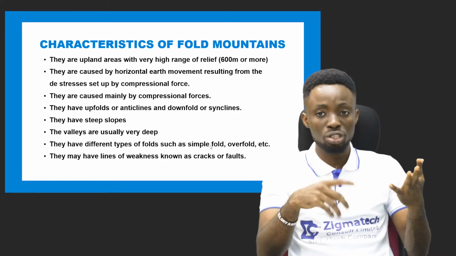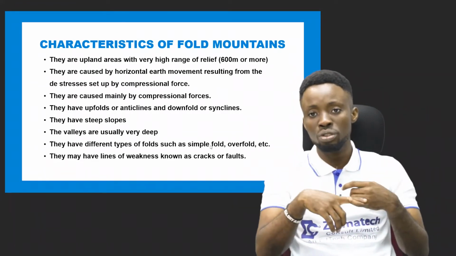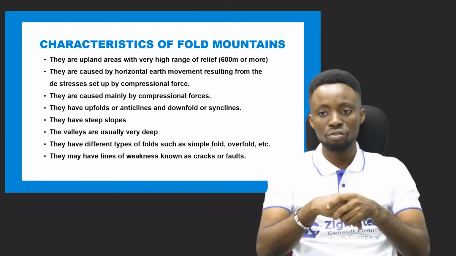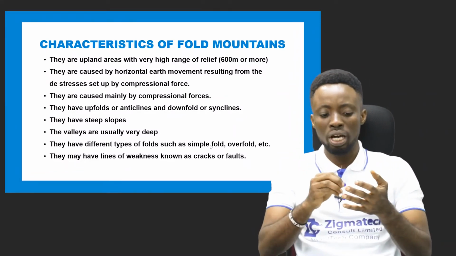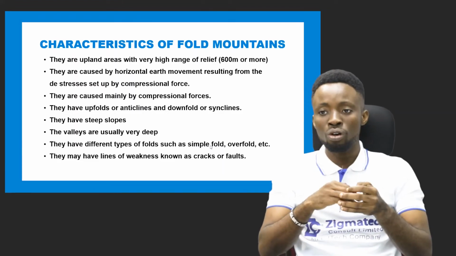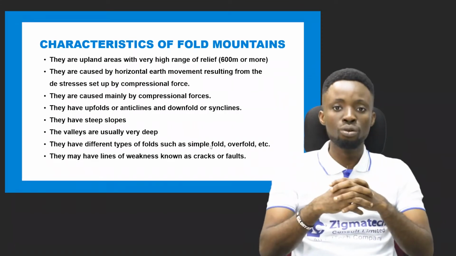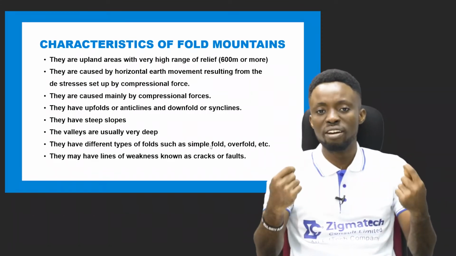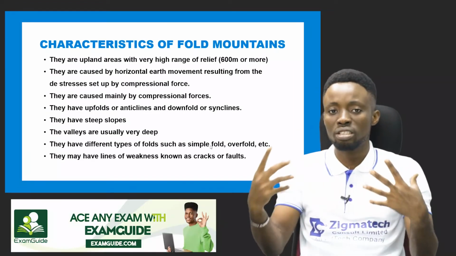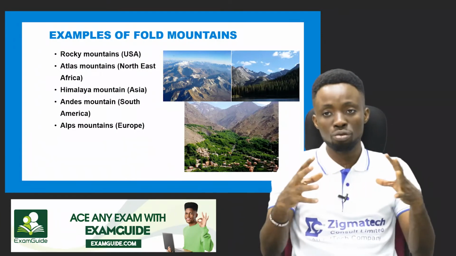Also, they have different types of fold. As we've mentioned, we've seen the simple fold, the overfold, the overthrust fold, and the recumbent fold. And you can as well find faults or lines of weakness when you see a fold mountain, meaning that they are characterized with cracks and faults. So these are the characteristics of fold mountains.